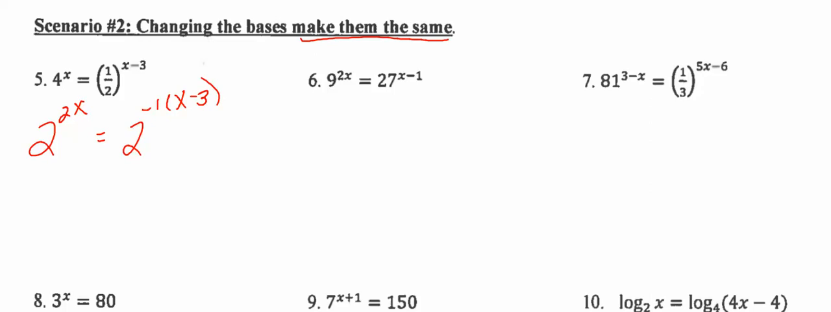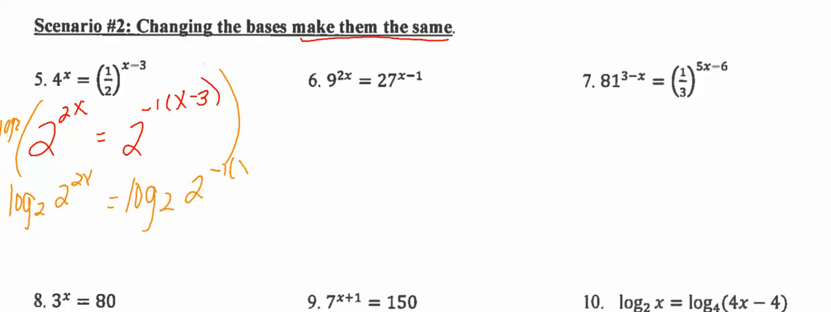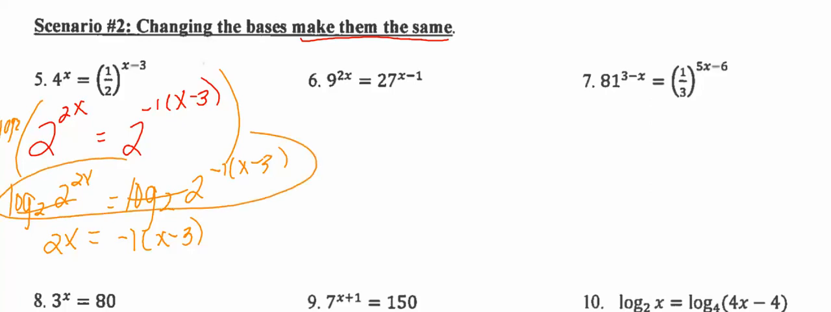Now notice my bases are the same, so I'm in the exact same scenario as in the last video. I'm going to multiply both sides by log base 2. So I have 2 to the 2x, and log base 2 of 2 to the -1 times x minus 3. These cancel out and make 1, so I'm left with 2x equals -1 times x minus 3. A lot of students skip writing this step down because once my bases are the same, I can just get rid of them by doing the log.